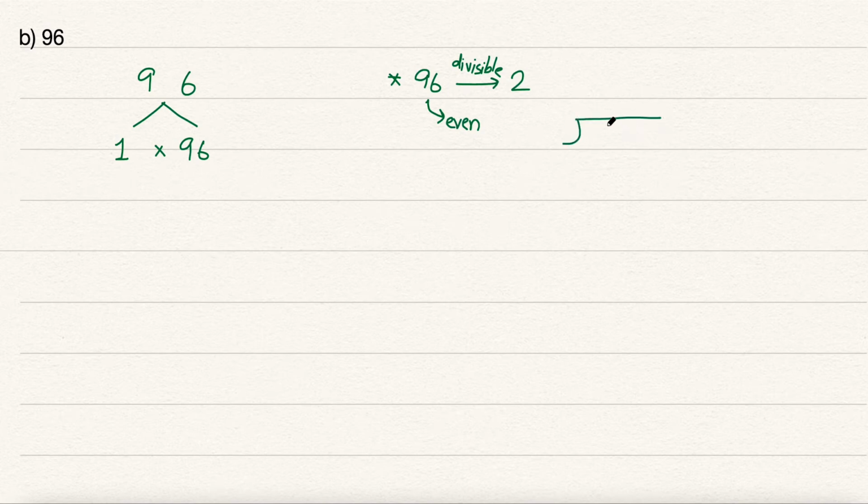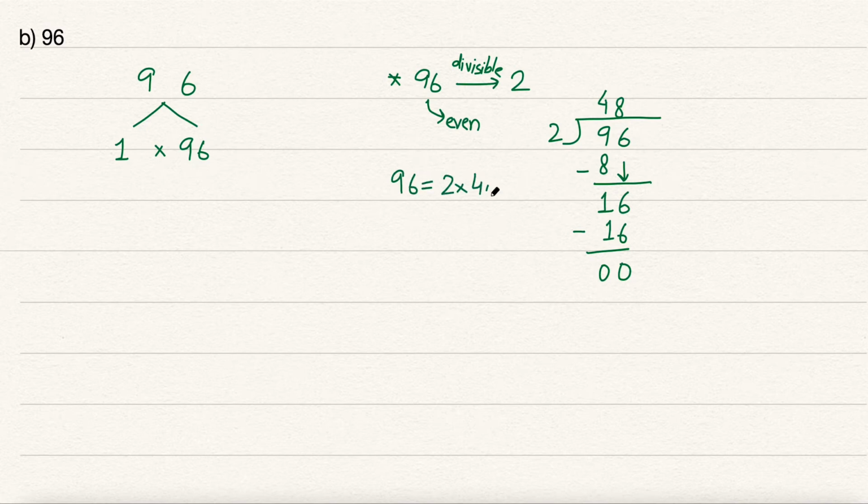So let's divide it to obtain the factors. This is 96, 2. 2 times 4 is 8. Okay. 9 minus 8 is 1. And then you copy 6 down. 2 times 8 is 16. You subtract both the numbers, so you got 0 as the remainder. Here 96 is equal to 2 times 48. So another set of factors is 2 times 48.